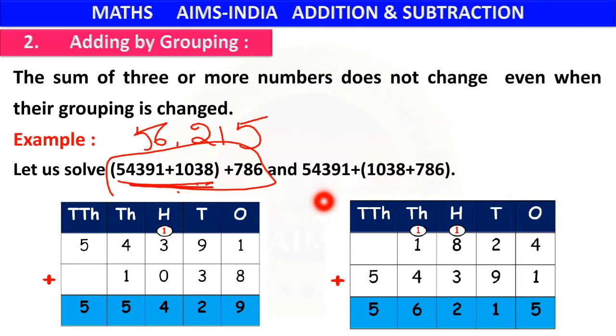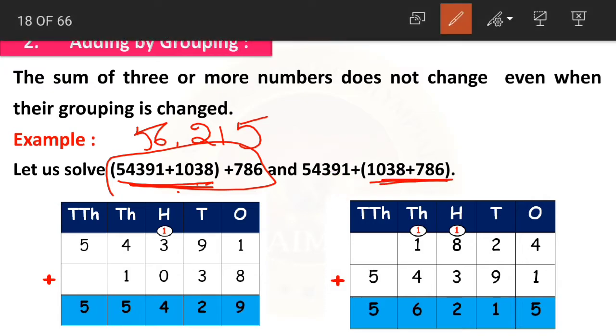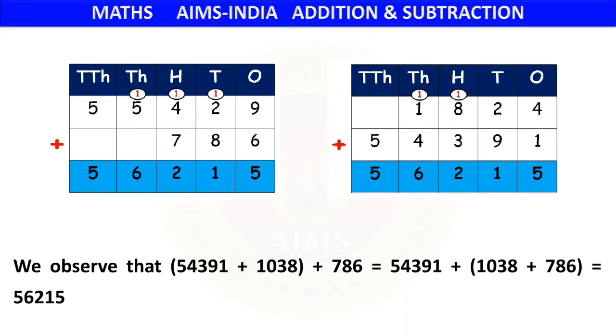Now coming to the second example where 54,391 is left out and 1038 and 786 are a group. So let us solve those two first.